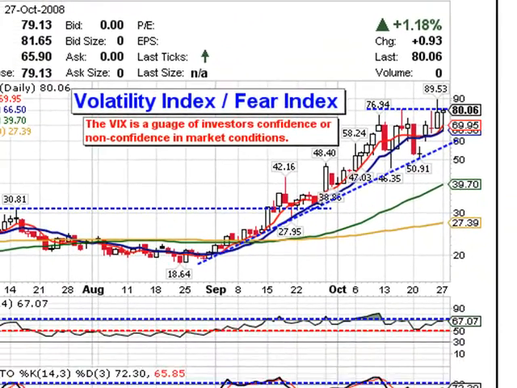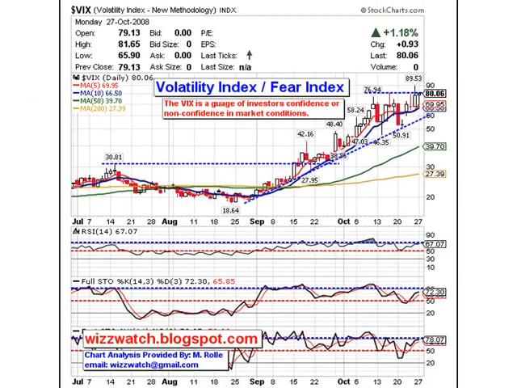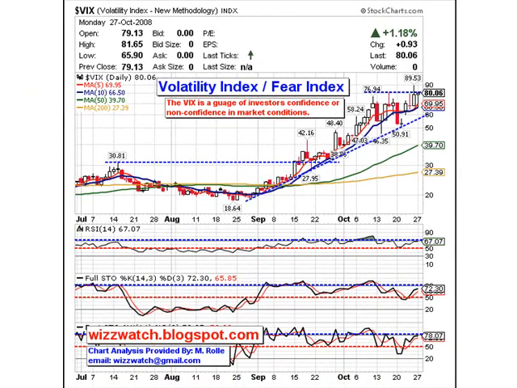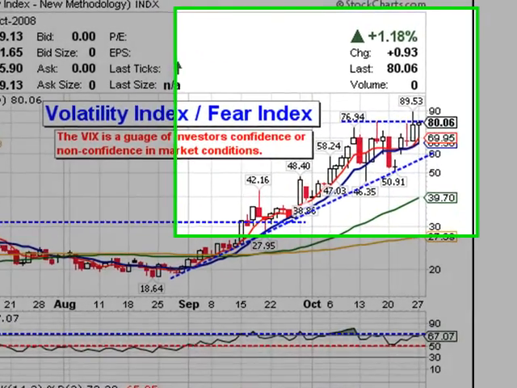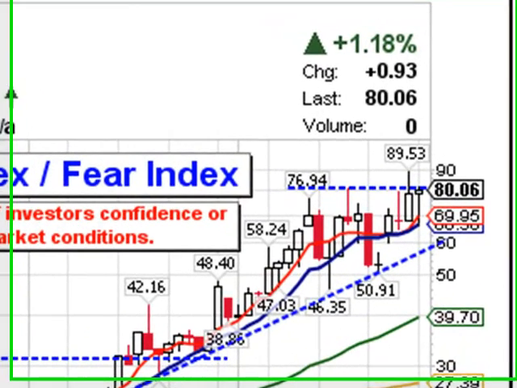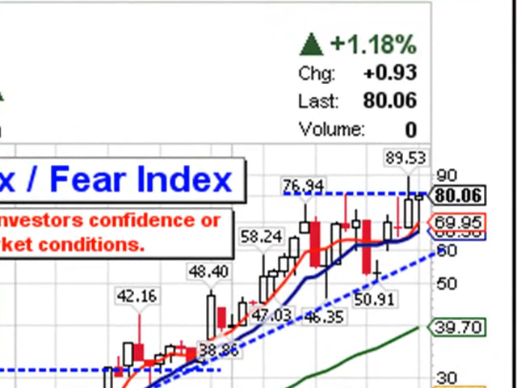What I'm looking for is a drop in the price of the VIX, but as for now, it continues to move to the upside, making higher highs and higher lows. As long as it stays on this upside track, we will continue to stay in a bear market. The VIX ended the day trading at 80.96, up 93 cents or 1.18%.